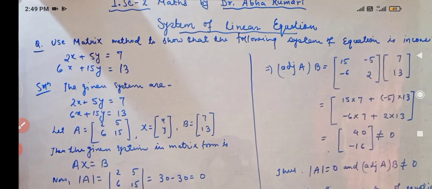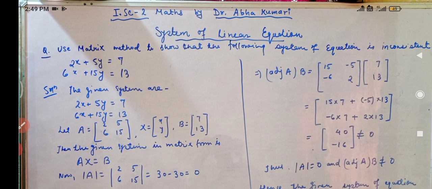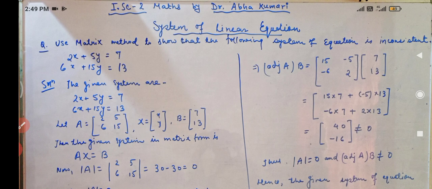So I have picked this question. Use the matrix method to show that the following system of equations is inconsistent. The linear equations are 2x plus 5y equals 7 and 6x plus 15y equals 13. Let us solve this question.